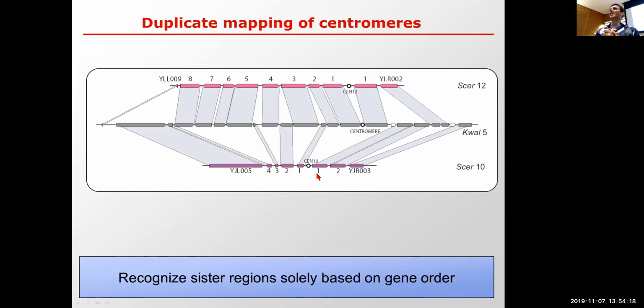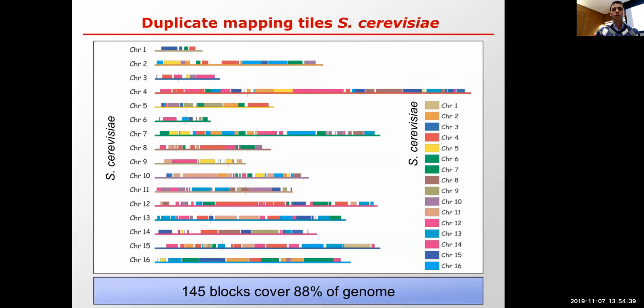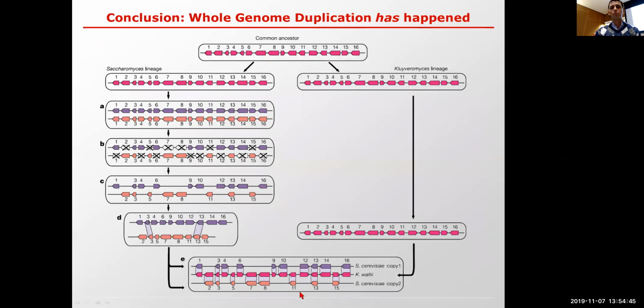Raise your hands if you think this is kind of cool. Awesome. So you can basically recognize these 2 regions solely based on the gene order, and then map the entire genome onto itself. So now I'm only showing Saccharomyces cerevisiae, baker's yeast against baker's yeast. Turns out the yeast that you use for your wine and your bread is a descendant of the whole genome duplication. So we now had 145 blocks that covered 88% of the genome. There was no more doubt that there was a whole genome duplication.